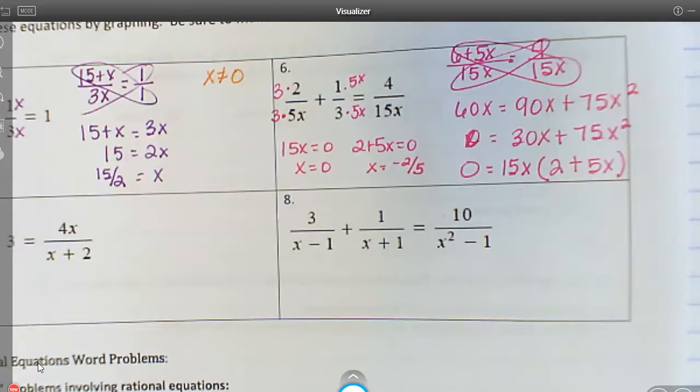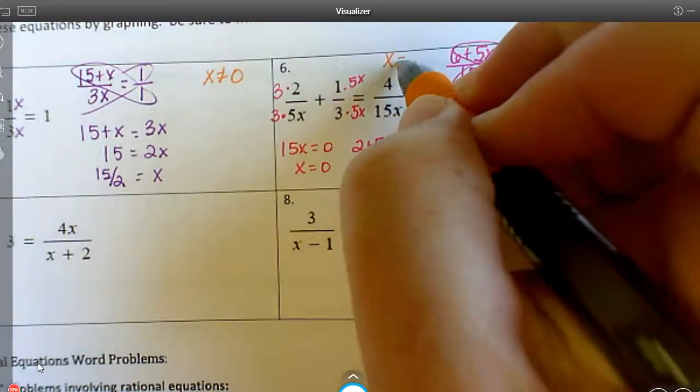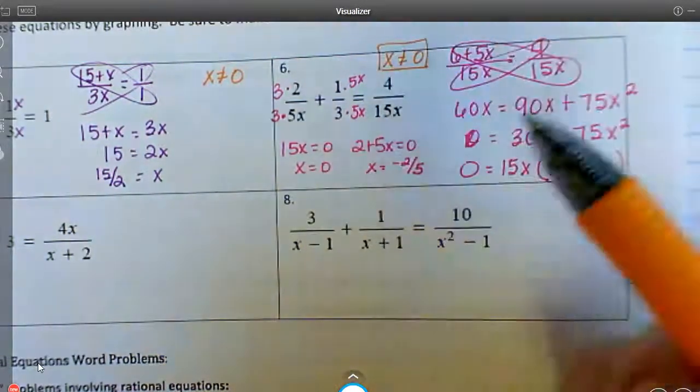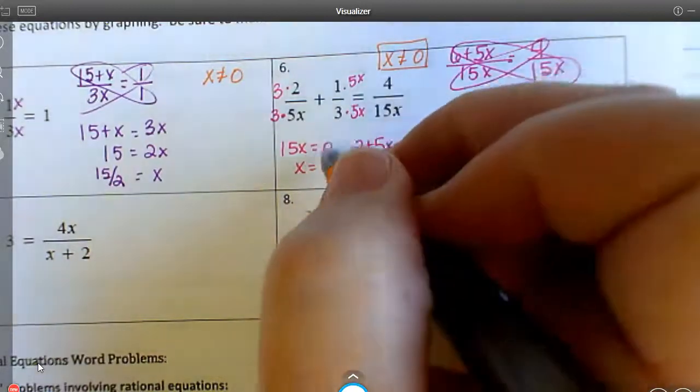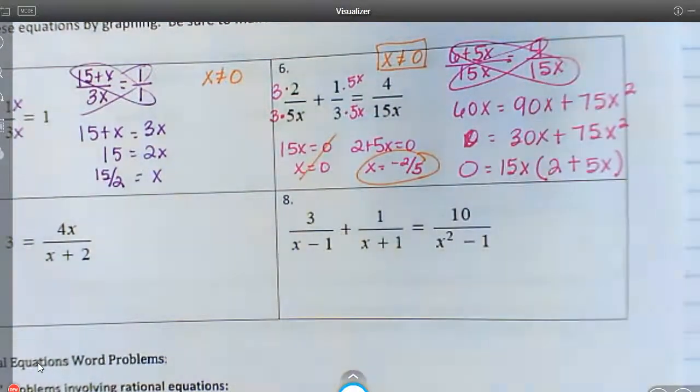Now, I didn't at the beginning of the problem talk about what x can't be, but I should have done that. So at the beginning of the problem, look at what's on the bottom. What can x not be? x can't be 0. Well, we got 0 for one of our answers. That means that's not an answer, only that one. It is possible that both answers you get could work. So don't be surprised that you could have more than one answer. But always check and see what x can't be whenever we try to decide what it can or can't be.